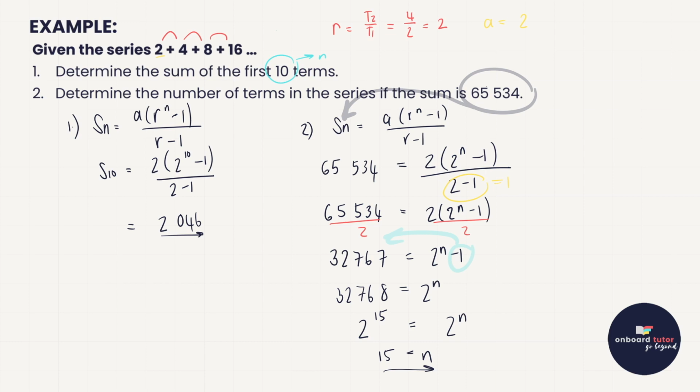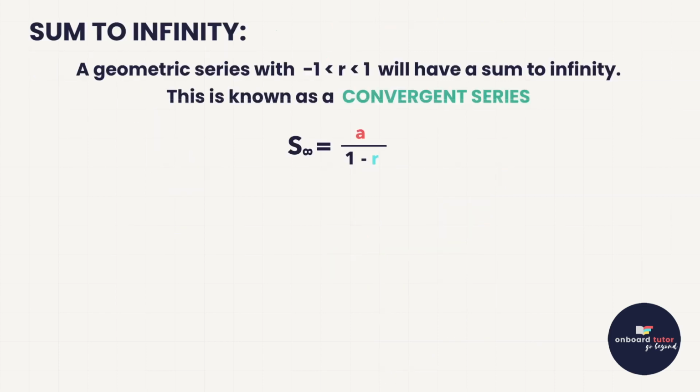So if this series adds up to 65,534, then there are 15 terms. Now there's another very cool concept that happens with geometric series, and that is if your r value is anything between -1 and 1, then you can actually calculate the sum to infinity, because eventually the change becomes so small from term to term that it almost rounds itself off, if we can put it in very plain terms. Okay, and that's known as a convergent series.